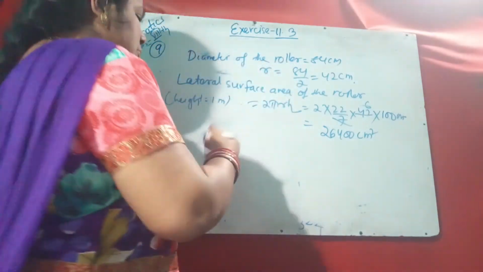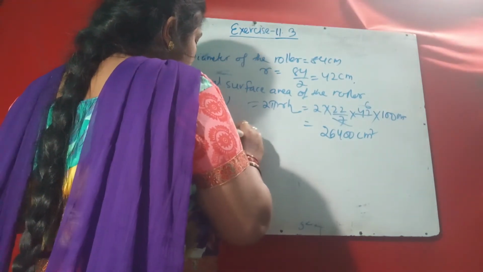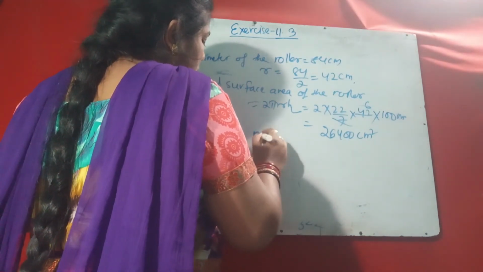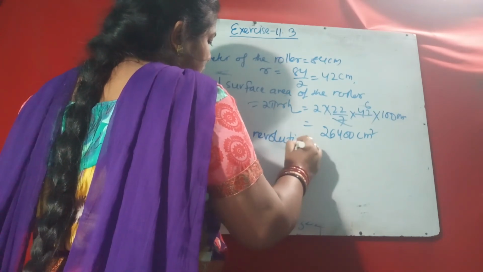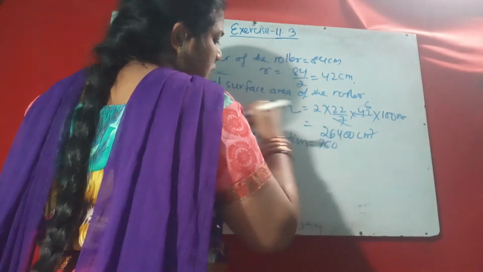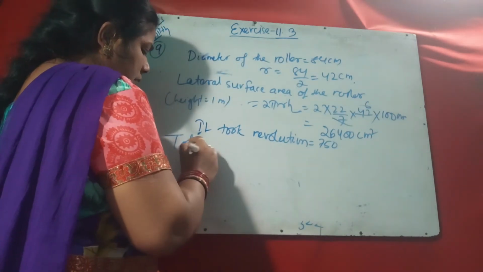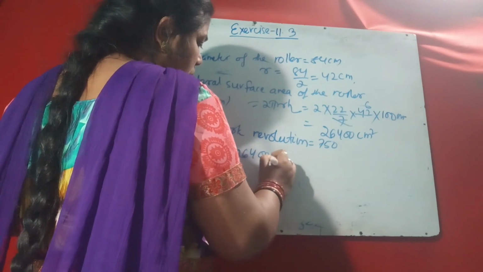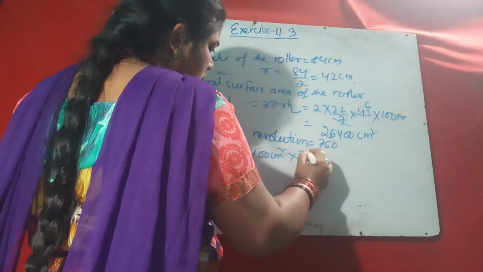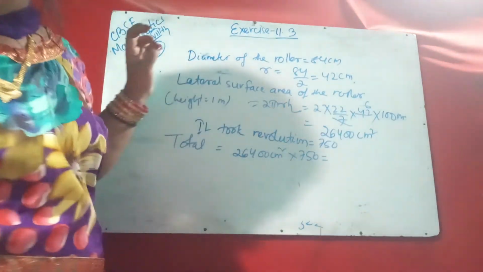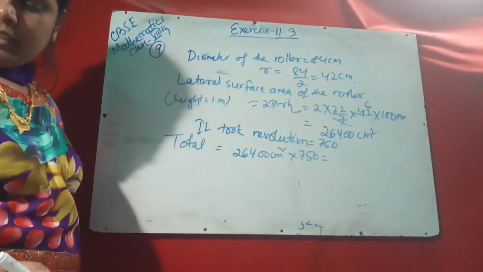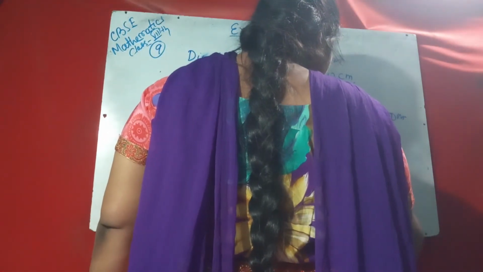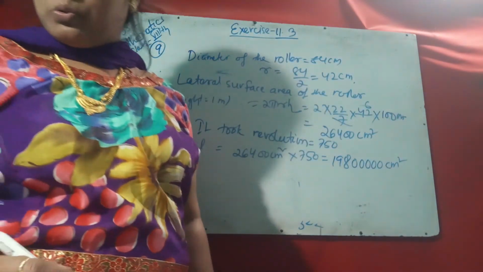So revolutions equal 750. Total equals 26400 centimeter square into 750, and you will get the answer 19800000 centimeter square.